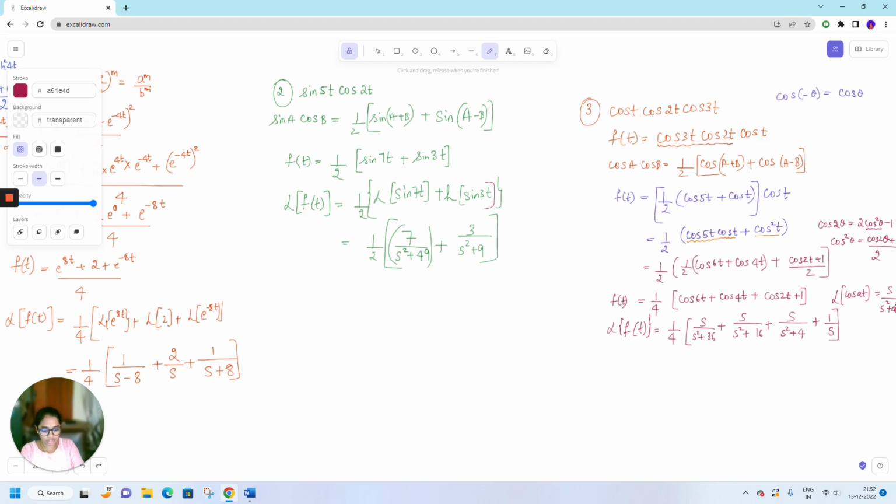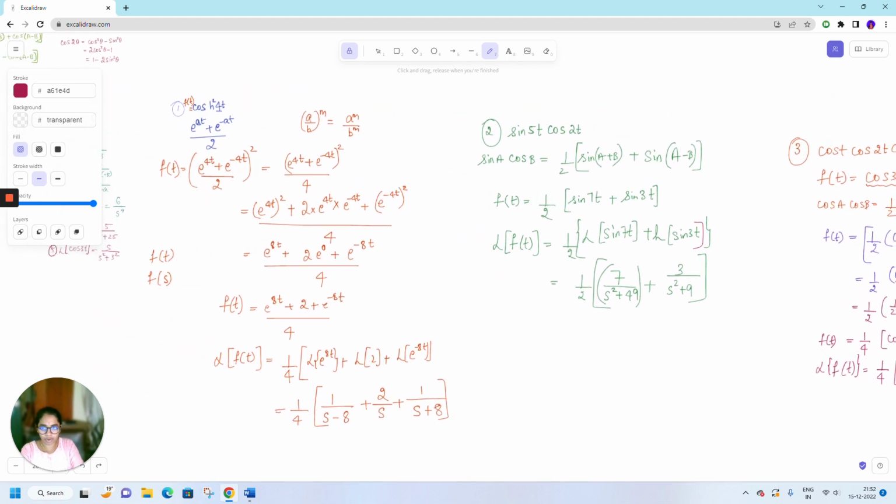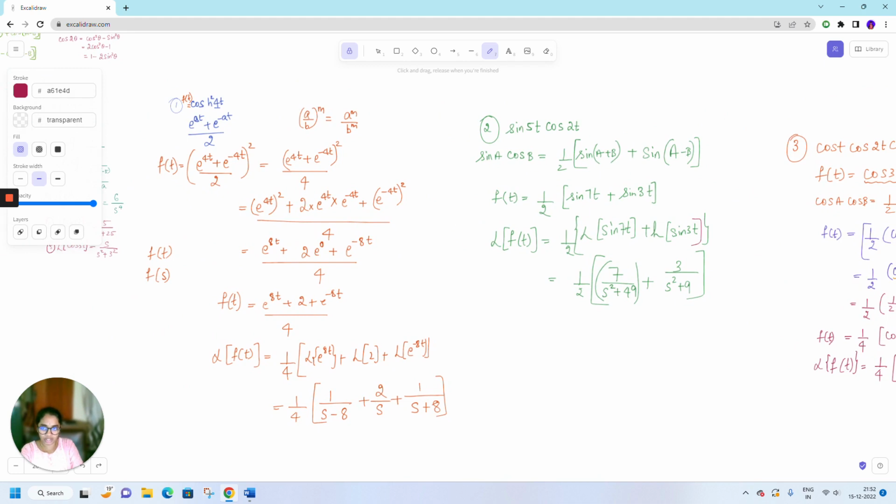And we don't know the Laplace of cos square 4t. So we applied cos hyperbolic as e power at plus e power minus at by 2. And then we applied a plus b whole square. And then we applied Laplace.